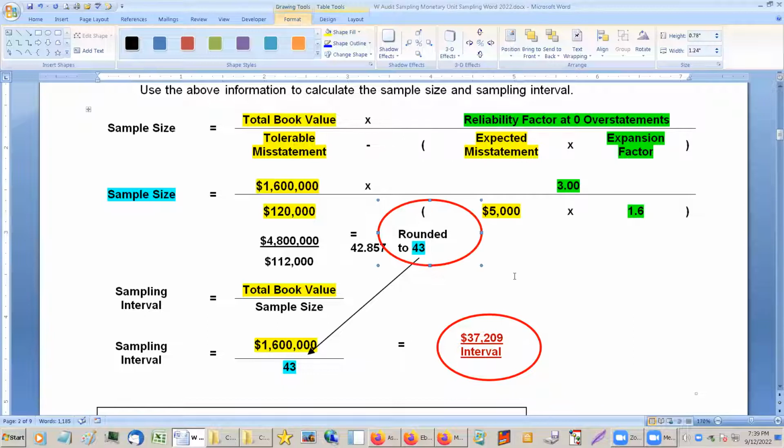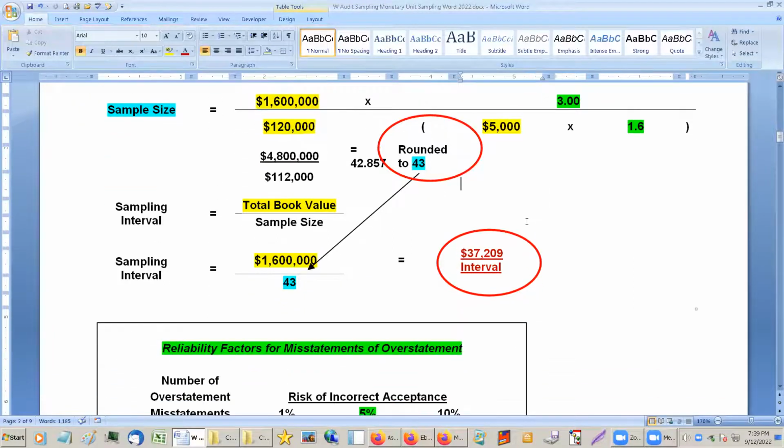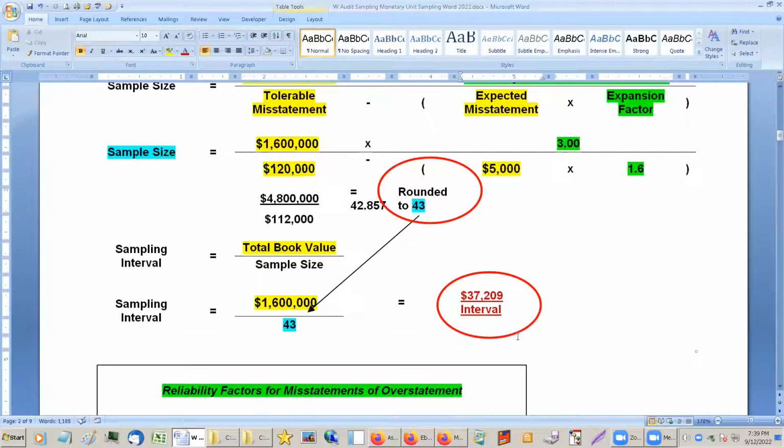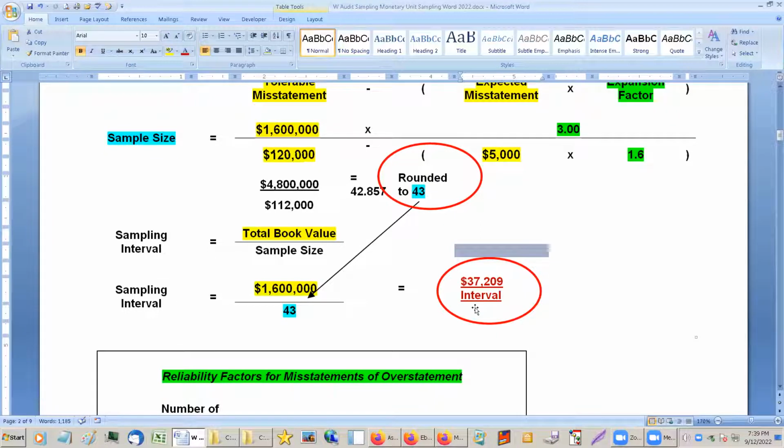So this is the sample size, and this is the interval. So you take the one that crosses 37,209, and then the next one will be the one that crosses 74,418, whatever it is. So this is how you determine how many items you pick and what the interval is.